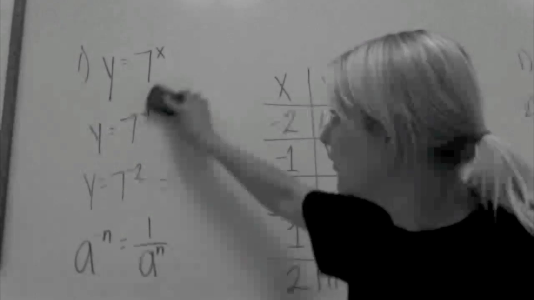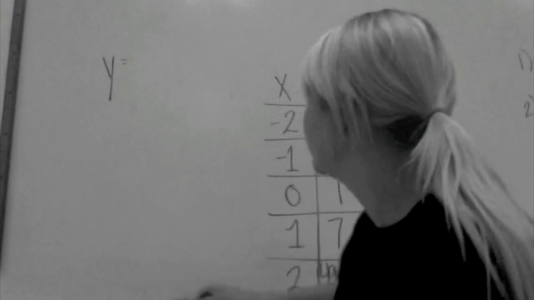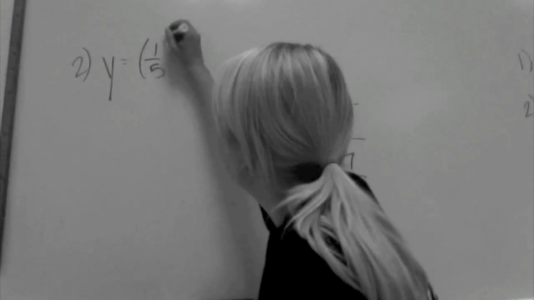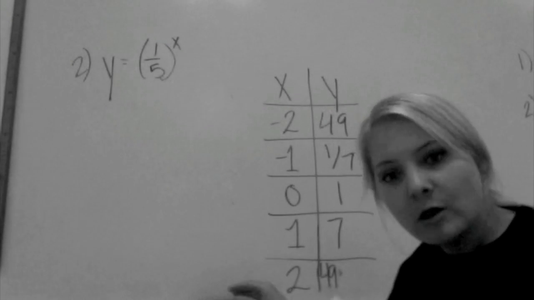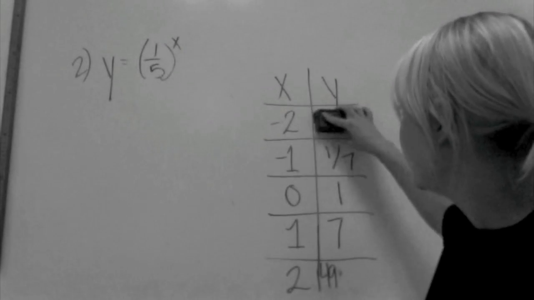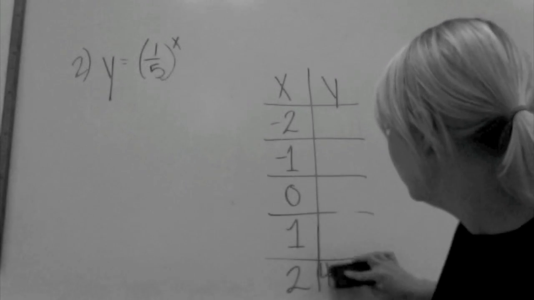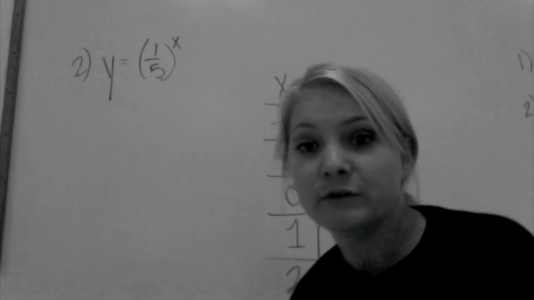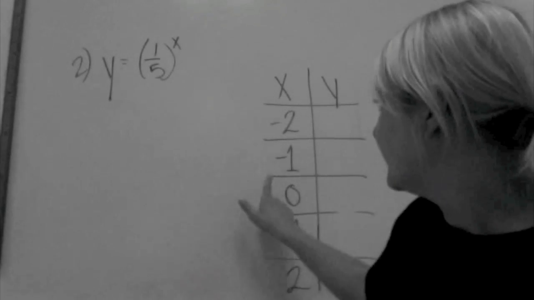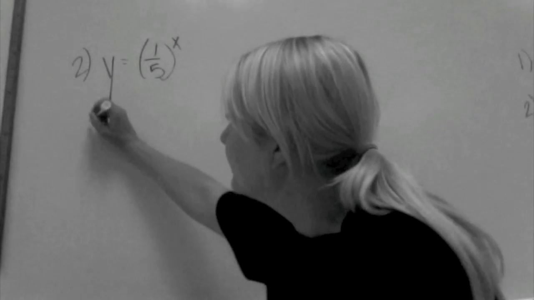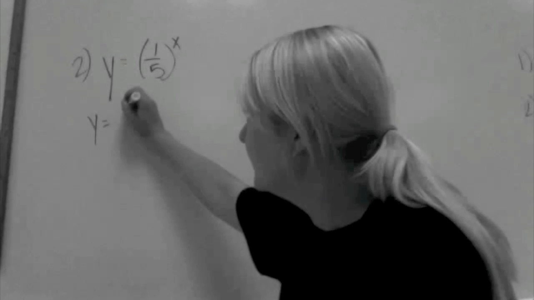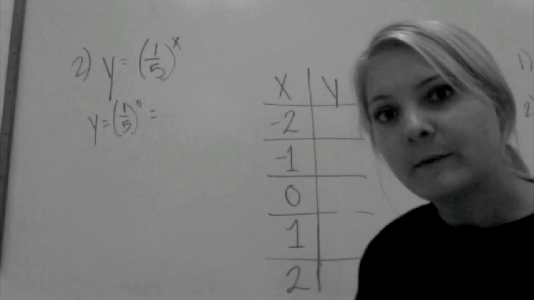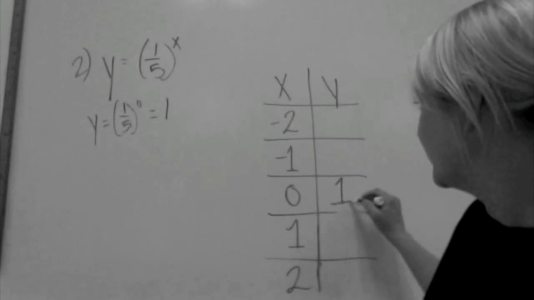All right, the next problem that we're going to be taking a look at is y equals 1/5 to the power of x. Now, once again, we're going to be using the same x values, -2, -1, 0, 1, and 2. The difference here is going to be in some of the computations due to the fact that we have a fraction. All right, so let's take a look when x is 0. So when x is 0, we get y equals 1/5 to the power of 0. Once again, since 1/5 is not 0, anything raised to the power of 0 is going to be 1. So that does not change.